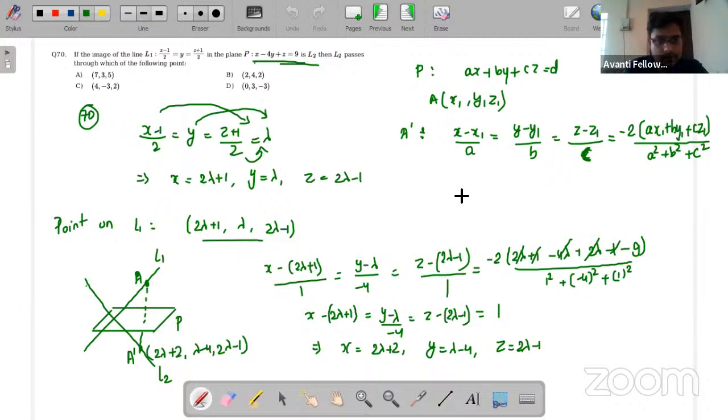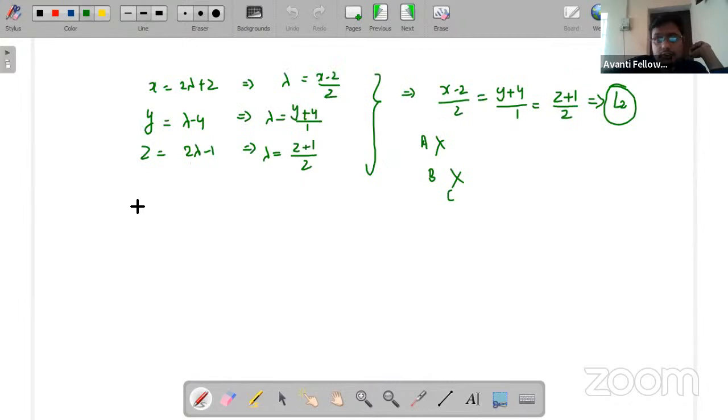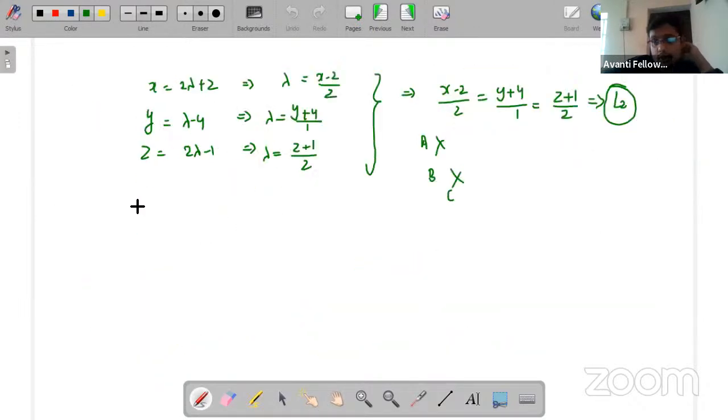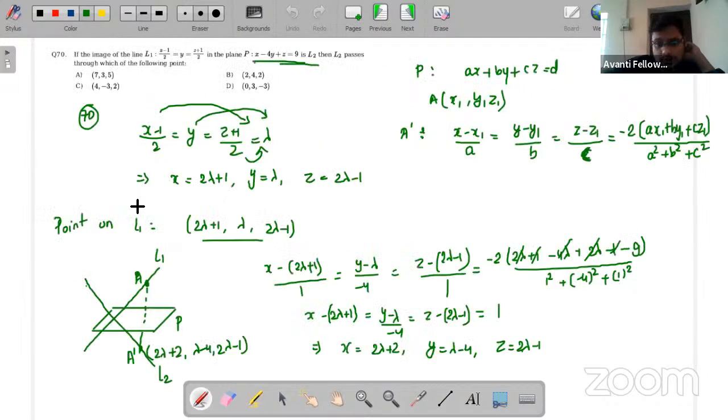Is that a mistake we have done? Checking option D, 0, minus 1, 3, then 7, so this is clearly wrong. Option C might be correct, but maybe we have made some calculation mistake. On 4 we get 1, on minus 3 we get 1, and on 2 we get 3 by 2. So we have to recheck where we made the mistake.